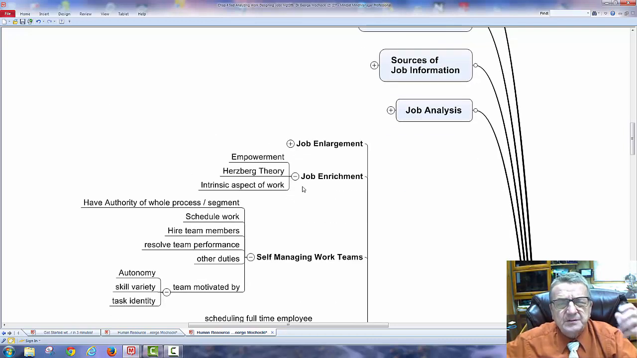Okay, job enrichment is empowering. You've got Herzberg, intrinsic, how do I give the employees more? You could stop the production line, or you could adjust the way you work the assembly, because it's easier for you, because if you lay it out this way, it makes sense for you.